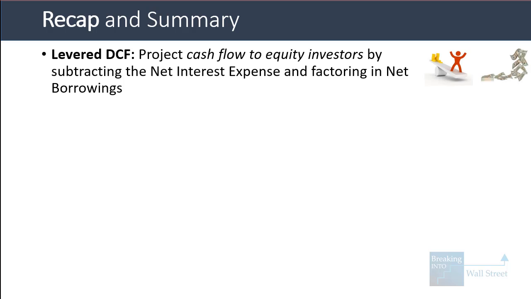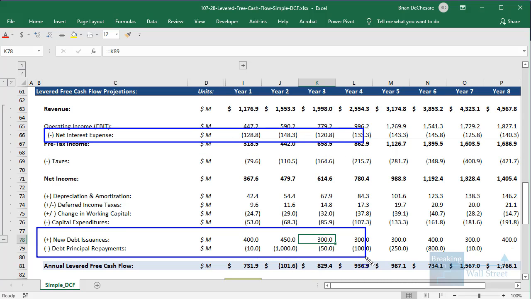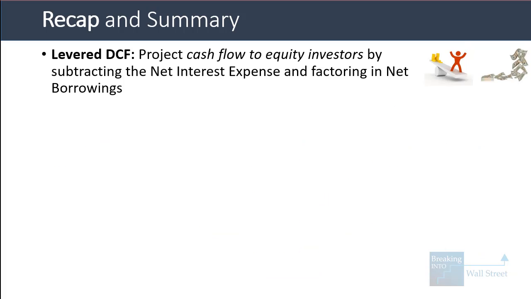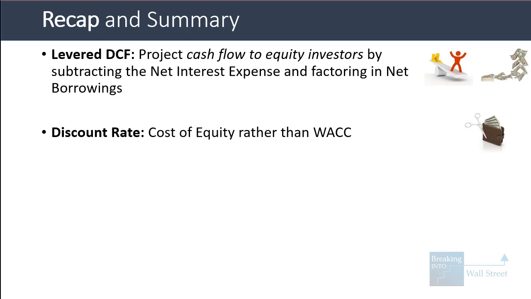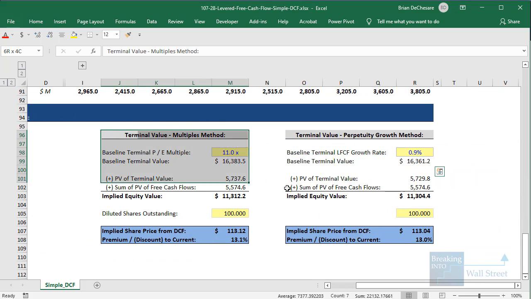We're at the end, so let's do a recap and summary. In a levered DCF analysis, you project cash flow to equity investors by subtracting the net interest expense and factoring in net borrowings. You saw it in our Excel file. We subtract the net interest expense and we factor in the debt issuances and debt principal repayments. If the company has preferred stock, if the company has unfunded pensions, if the company has NOLs, then you also have to include those in your levered free cash flow projections. For the discount rate, you use cost of equity rather than WACC. And then for terminal value, you want to use PE or some other equity value-based multiple rather than EBITDA multiple. And there's no bridge because you calculate the implied equity value directly as you saw down here in our analysis.